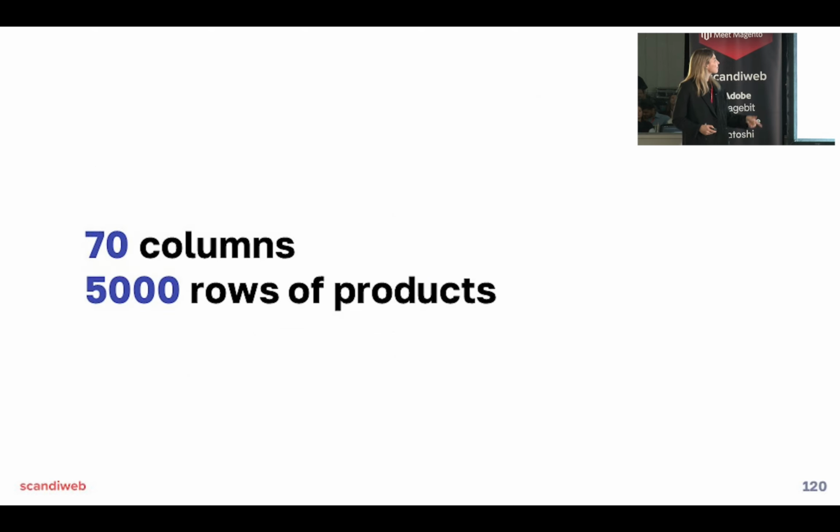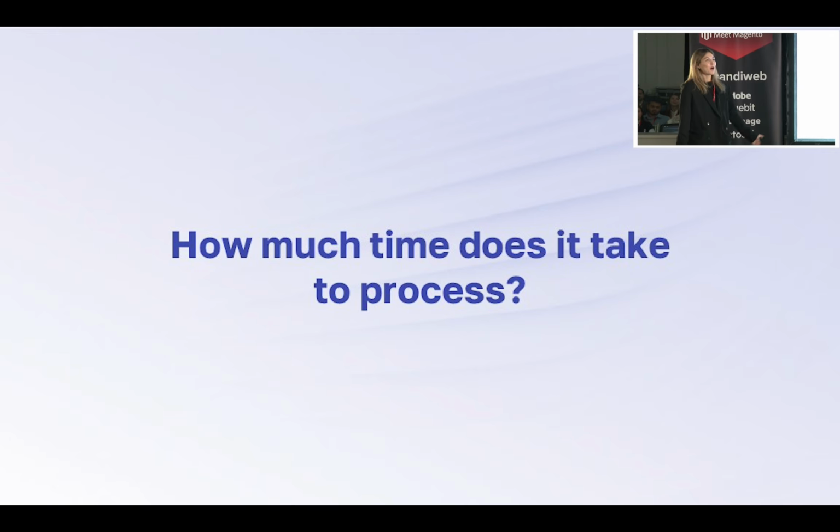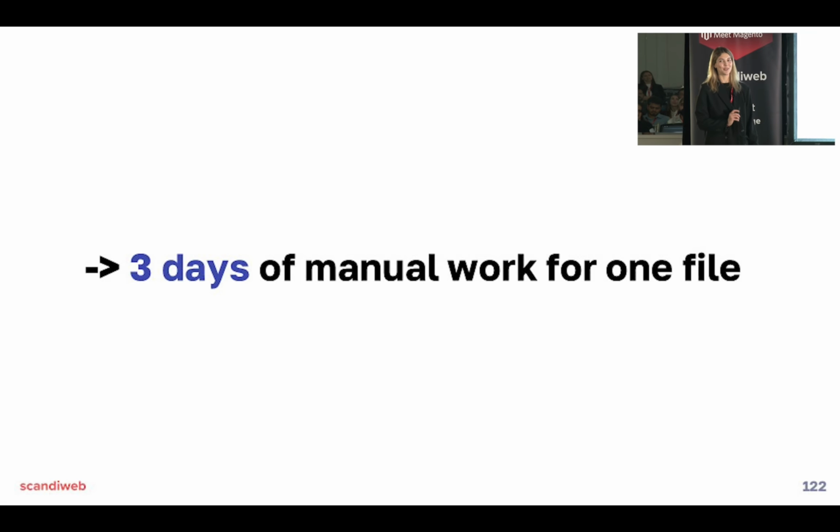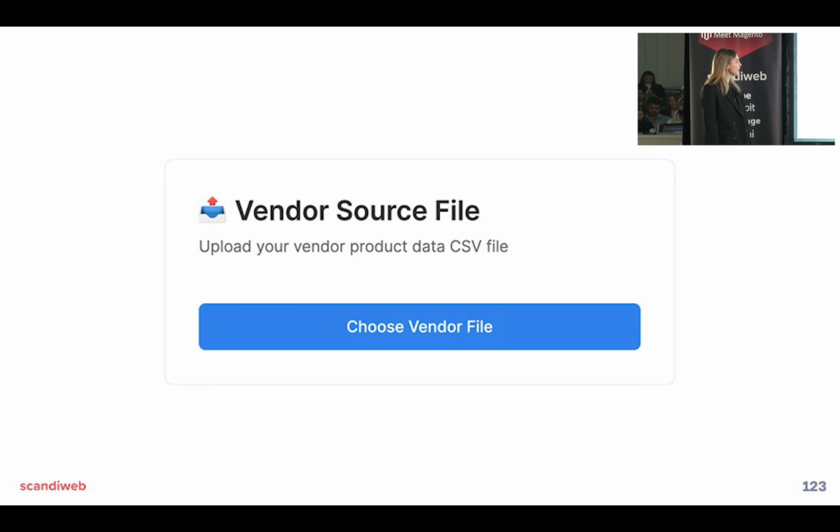So imagine now, you have 70 columns of different product attributes. You have like 5,000 SKUs. And well, how much time does it take for you? Well, not a day. It's actually 3 days of manual work to process a gigantic file to the native format. And if you have many vendors, just imagine how much time and resources you need to spend for it. So here is what we introduced.